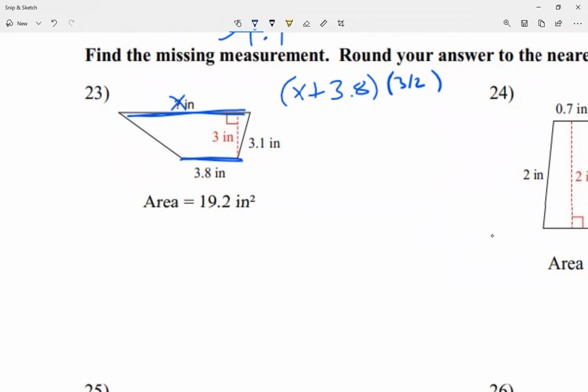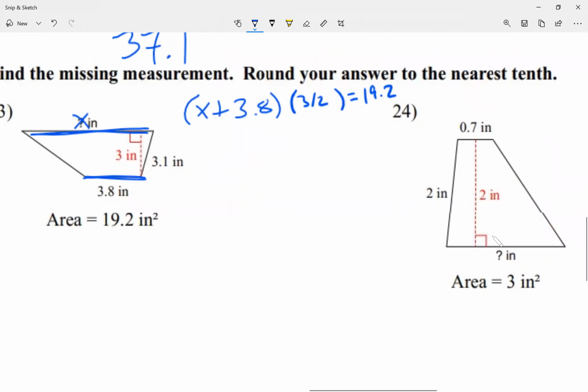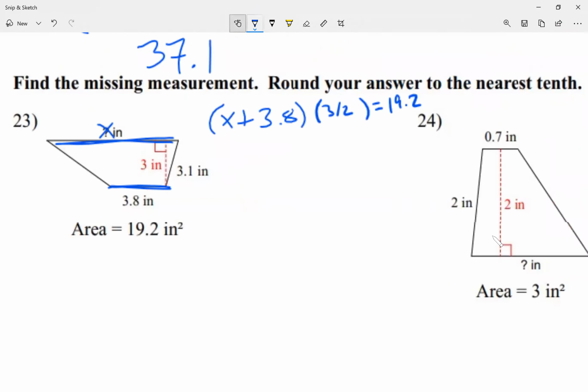Remember, base 1 plus base 2, that's the first parentheses. The second parentheses is height divided by 2. And I know this is 19.2 because that's my area. Okay, let me solve for X. Now, the parentheses where I have X, let me just leave this as X plus 3.8. The second parentheses, 3 divided by 2, let me call that 1.5. And I know all this is equal to 19.2.